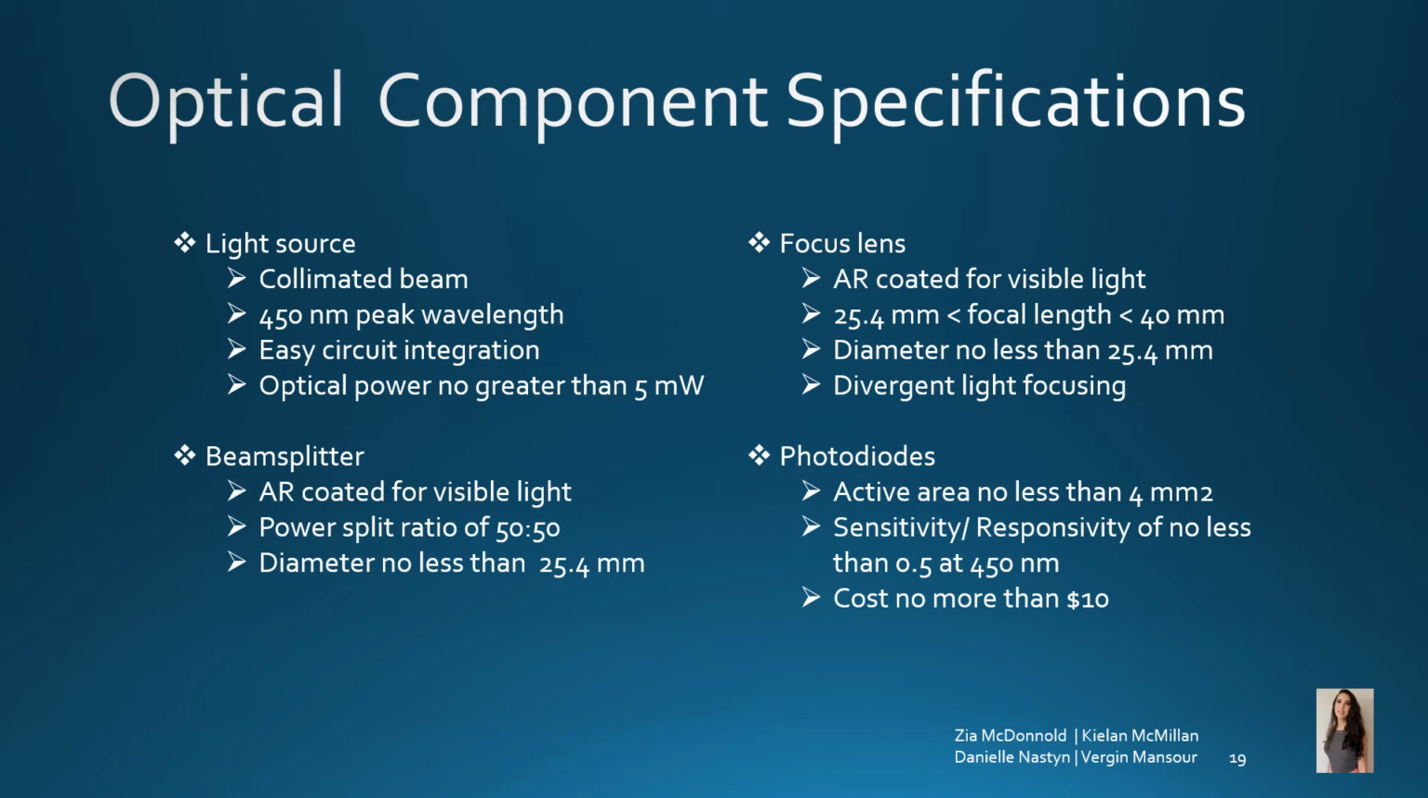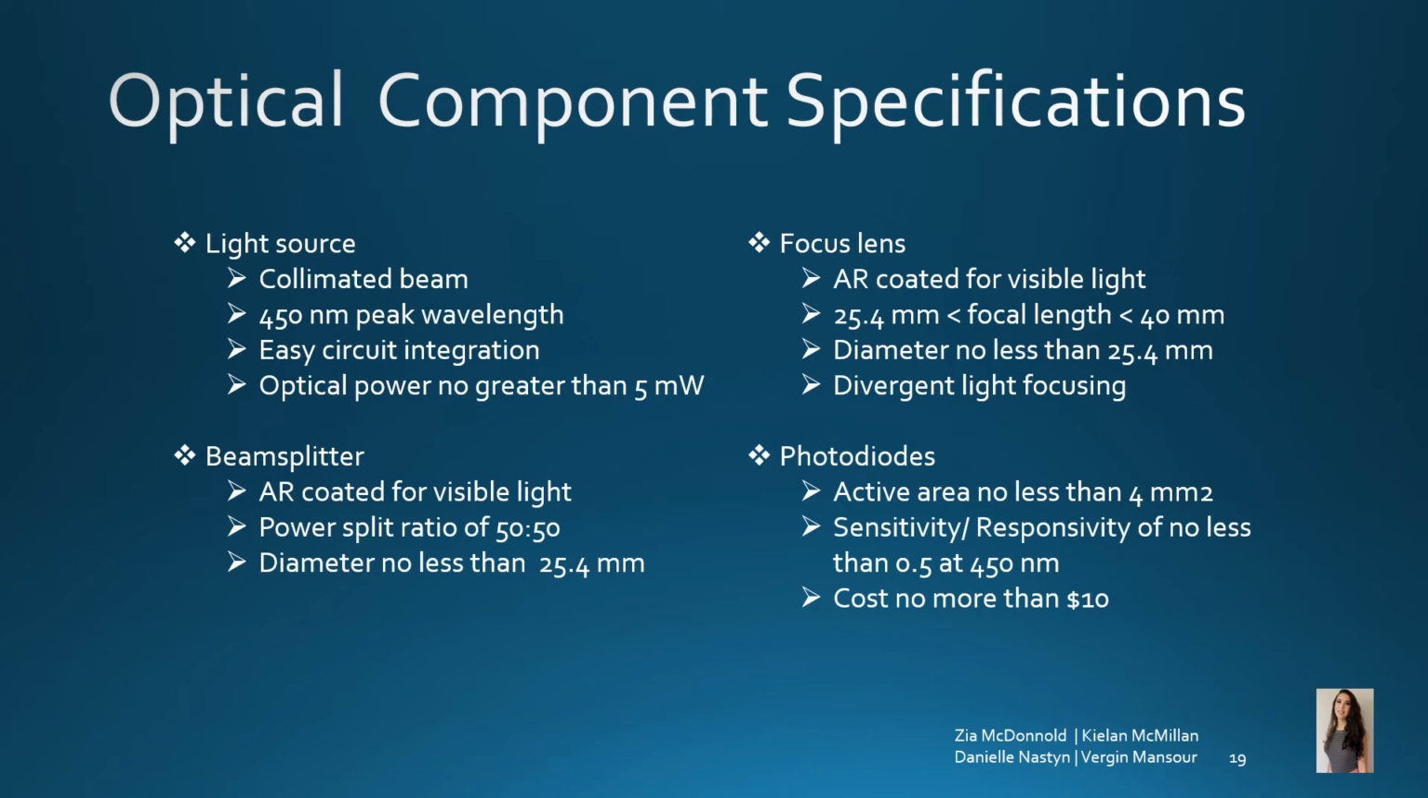The light source specifications include a collimated beam, operates at 450 nanometer peak wavelength for the most absorption into chlorophyll A to occur. It's possible to integrate its power source easily into a circuit so that we are able to control it electronically. Optical power is no greater than 5 milliwatts to ensure serious injury does not occur.